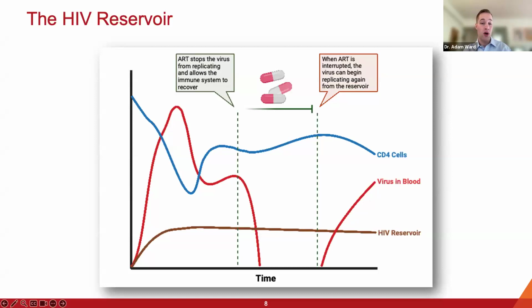There are rare individuals called post-treatment controllers. I'm not going over that today, but happy to talk about so-called elite control and post-treatment control during the Q&A.